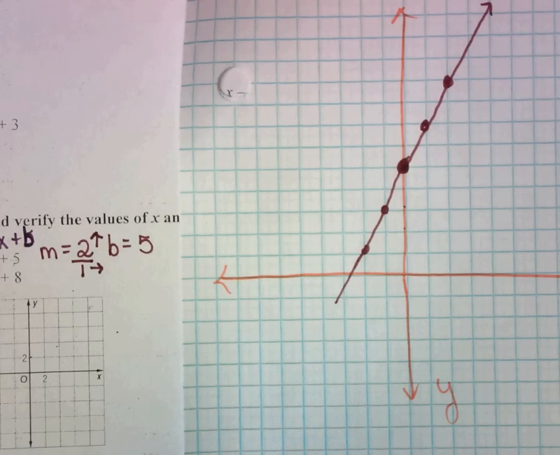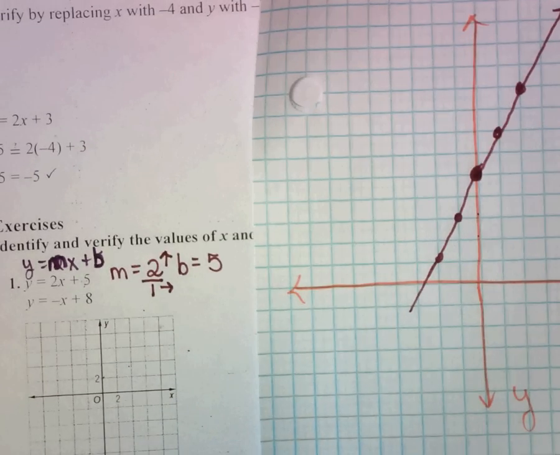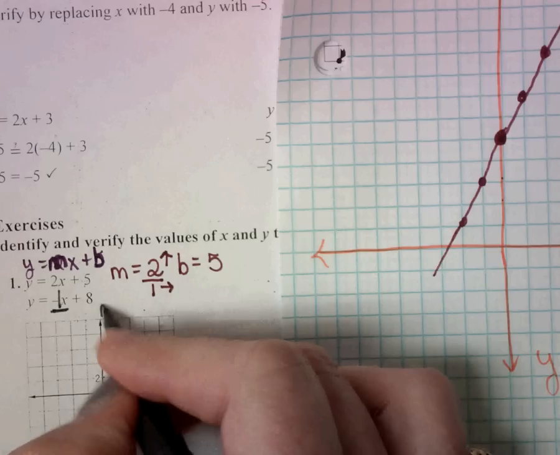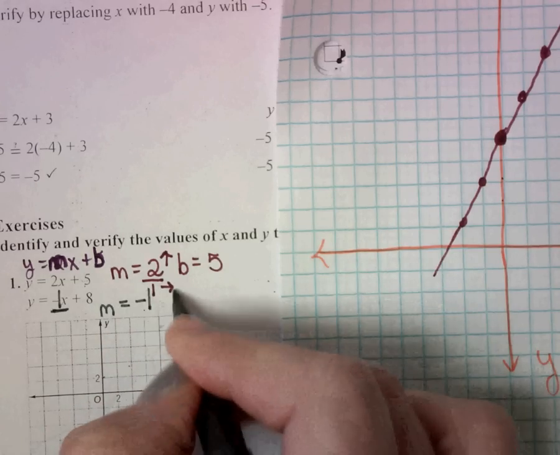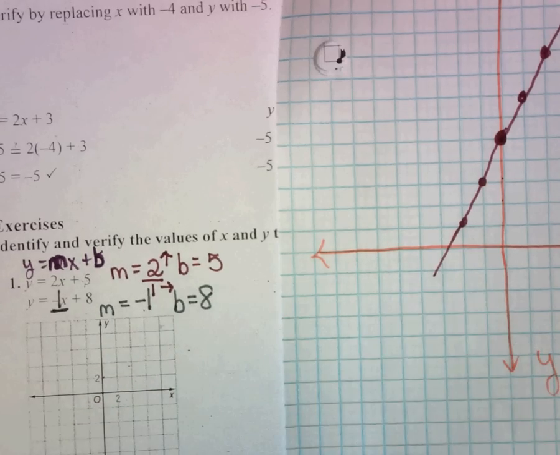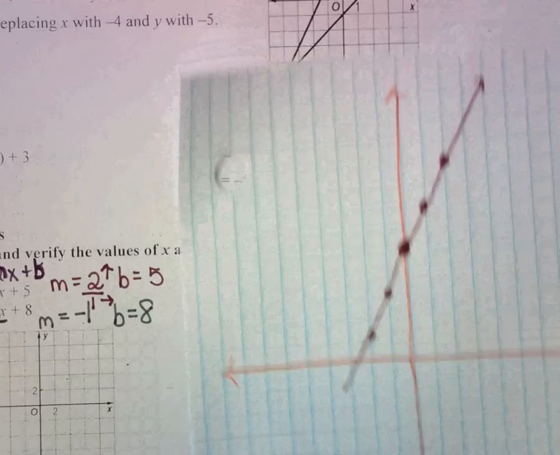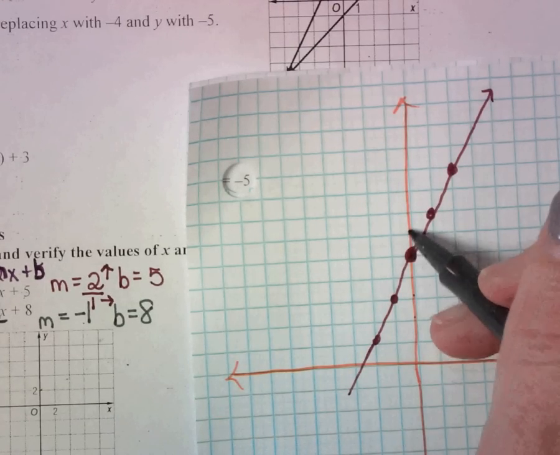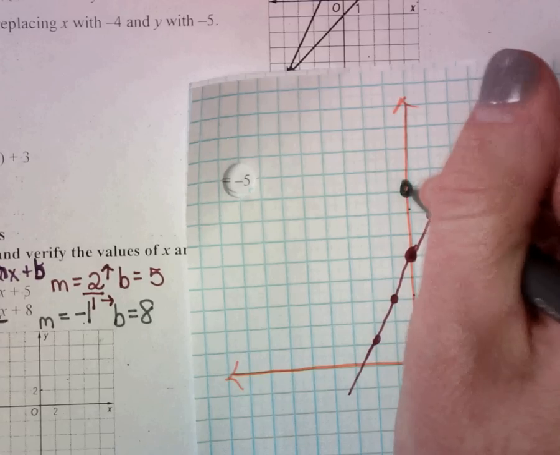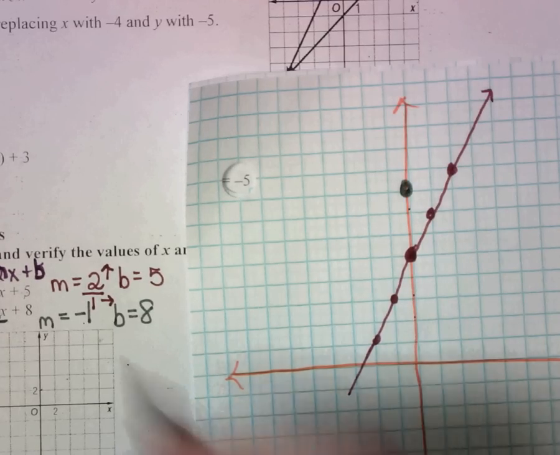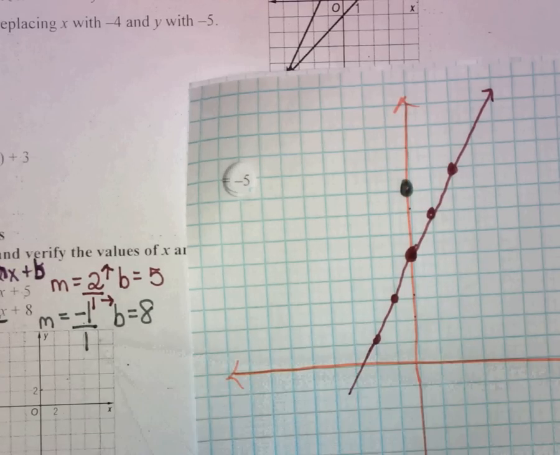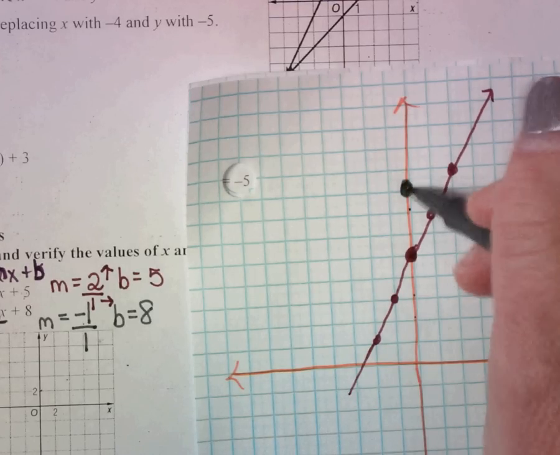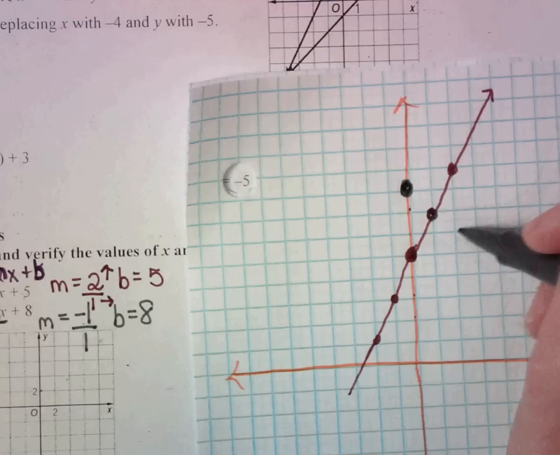Let's look at our second equation, and I'm going to do it in a different color. My slope, remember this is an understood 1, so my slope is -1. My y-intercept is 8. Okay, so let's go on our graph. Let's go up to 8. So I already know this is 5, 6, 7, 8. And then if my slope is -1 or -1 over 1, remember that means we're going to go down 1, right 1, down 1, right 1, down 1, right 1.